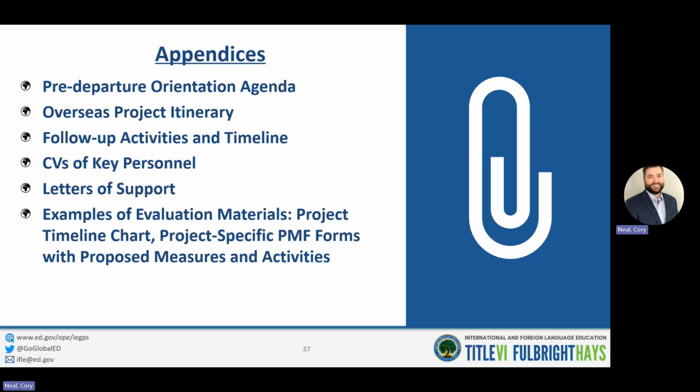I've mentioned the appendices section a few times now. On grants.gov, they'll provide you with an other attachments section, and here's where you would upload your pre-departure orientation agendas, your overseas itinerary, your follow-up activities, your evaluation timeline, the CVs of key personnel. Remember, those should be 3 pages maximum per key personnel, your letters of support, both from the United States and abroad, and your examples of evaluation materials, your project timeline chart, your project-specific PMF forms, etc.